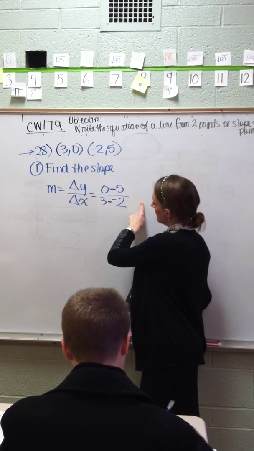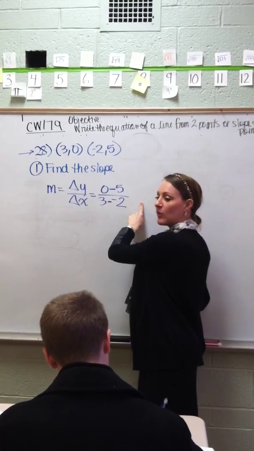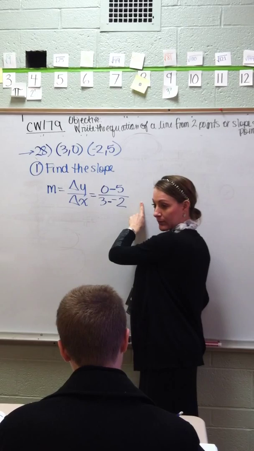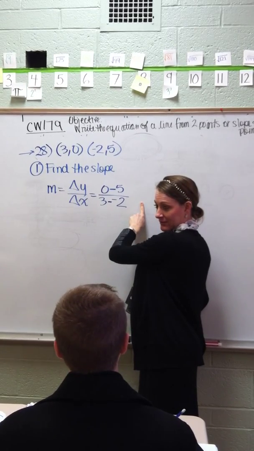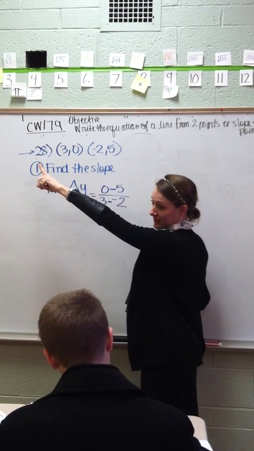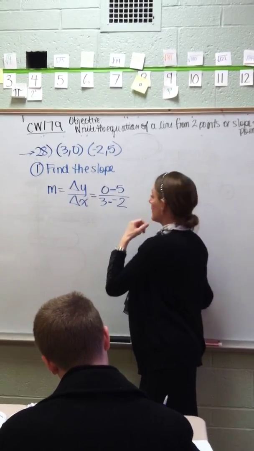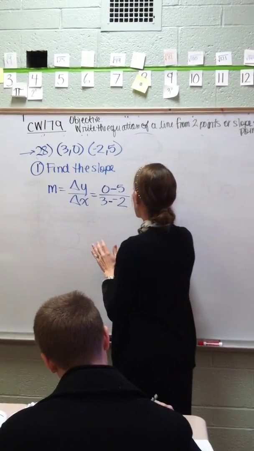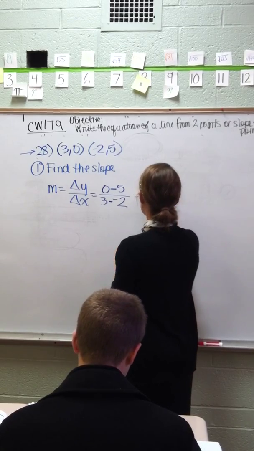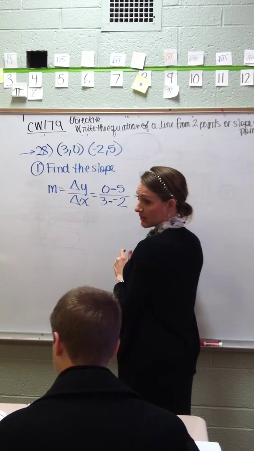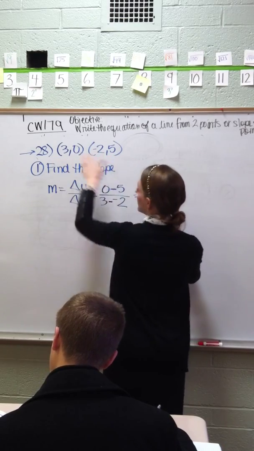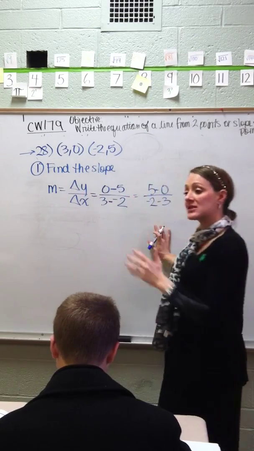Could you put negative 2 minus 3? Still same thing. What's negative 2 minus 3? Negative 5. Rose, I could write it 5 minus 0 over negative 2 minus 3. I can write it this way also. But what we're doing here is just switching the order. It doesn't matter as long as you're consistent.